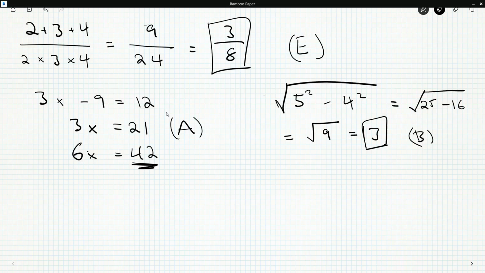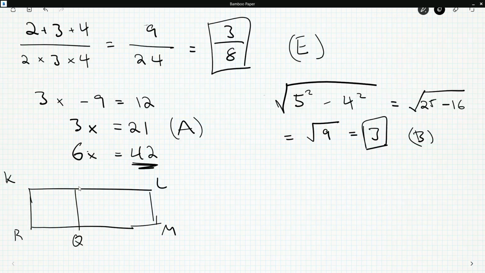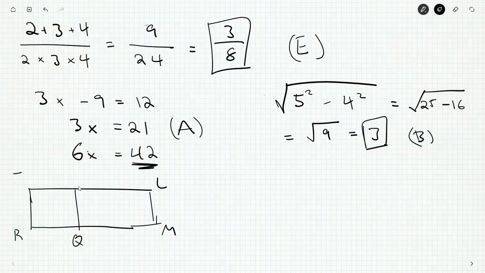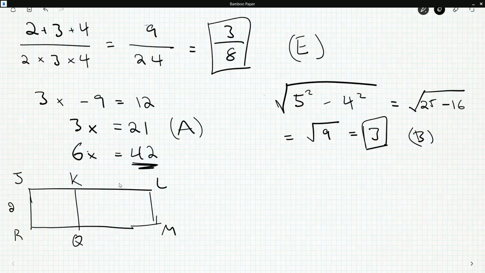And so, well, how do we figure out the area of a rectangle? We need the length times the width. That's it. That's all there is to it. KLMR. And I think there was a Q here, and I genuinely don't remember what that top was. Was it a P? Oh, sorry. It's JK. Okay. JKLMQR. Okay, we're good. All right, so 2 and 3.